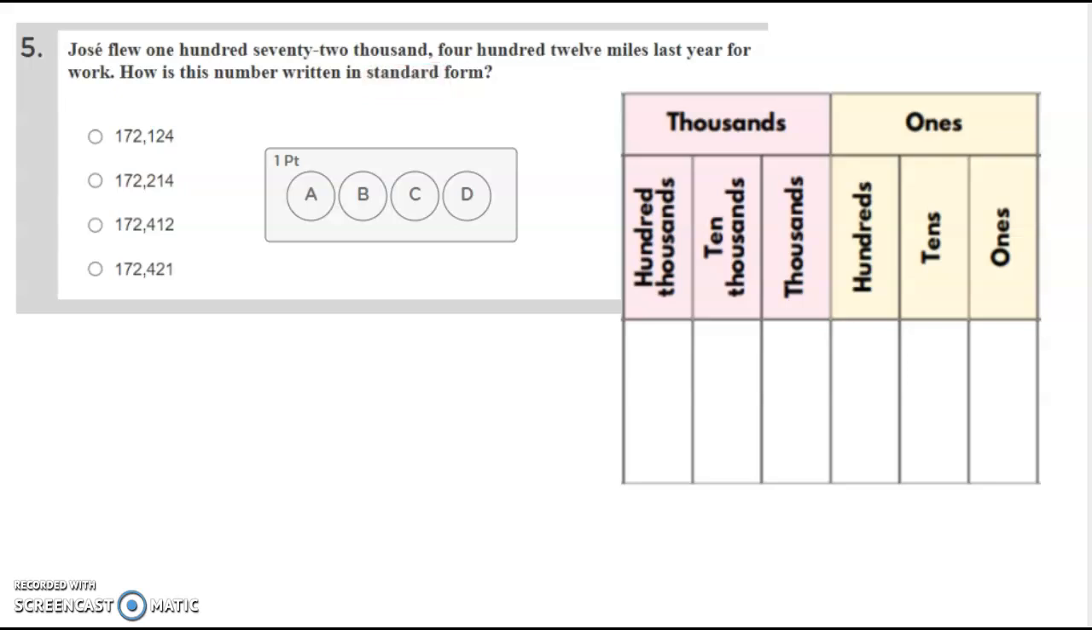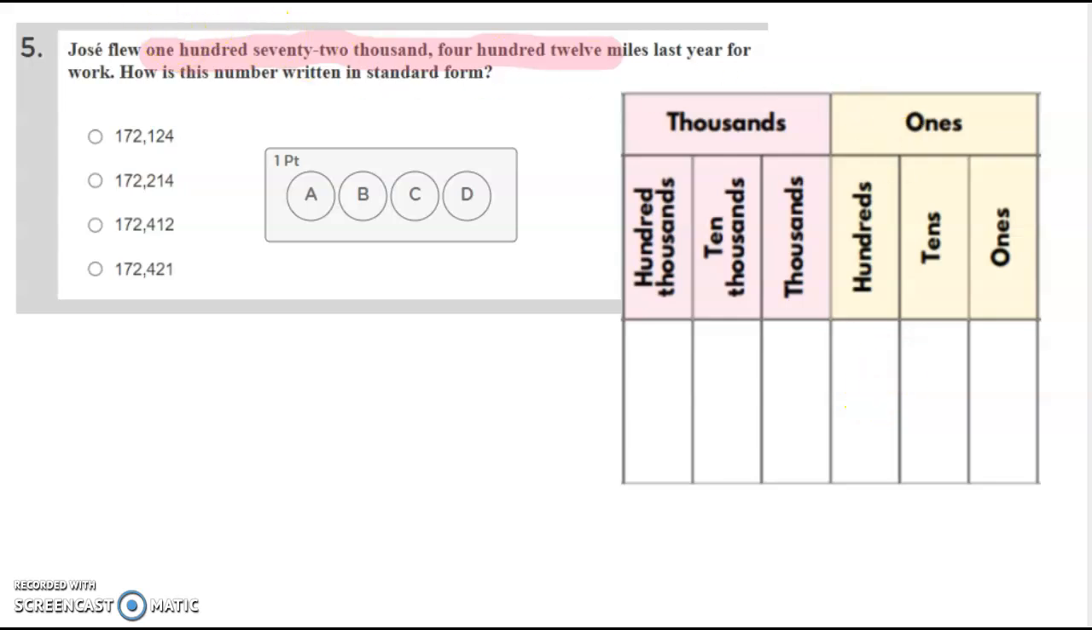What I am trying to find out here is that I see that the number here is in word form. I need to figure out how I can take this number in word form and write it as standard form. So again, using that place value chart can be very helpful with this.